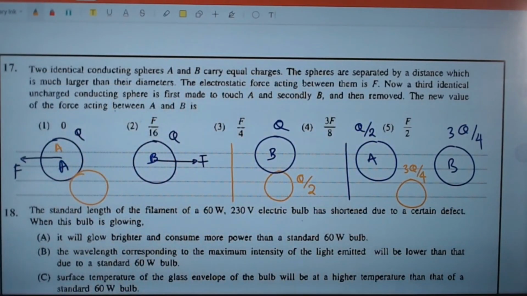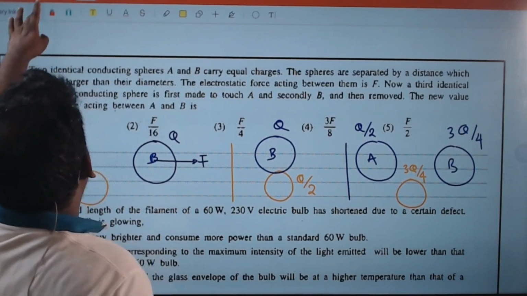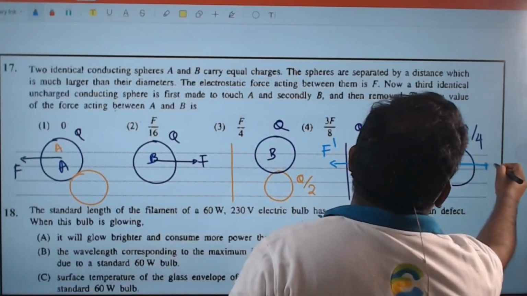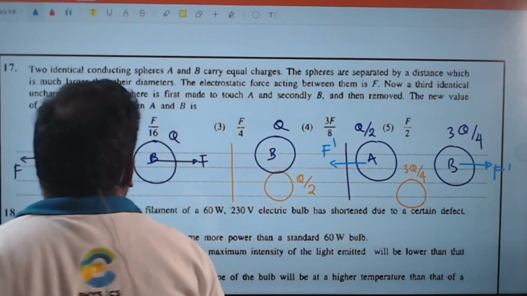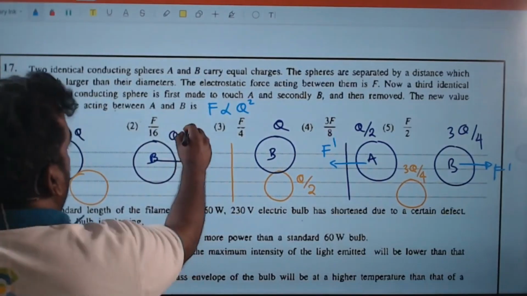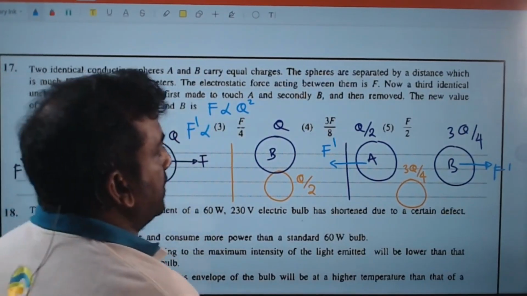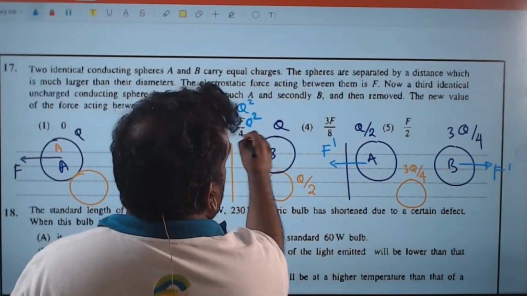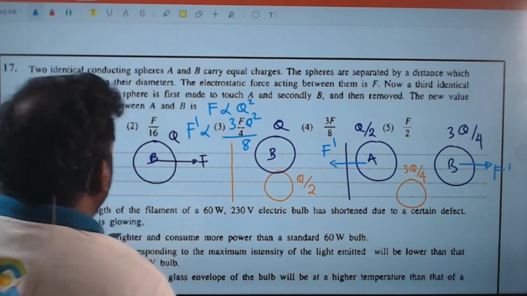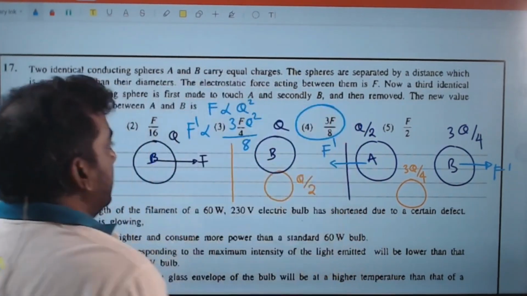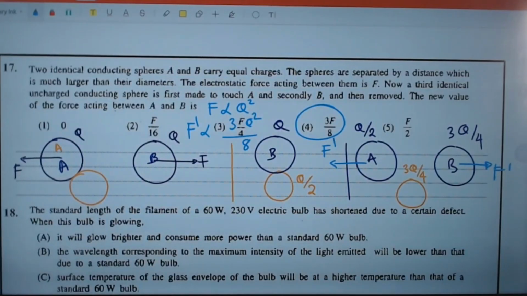Okay, now they are asking for the force. So basic logic. What's the new force, F dash? F is proportional to the product of the charges, Q squared. F dash is proportional to the product of the charges, Q over 2 times 3Q over 4, which is 3Q squared over 8. So the force is going to be 3F over 8. The answer is answer number 4.